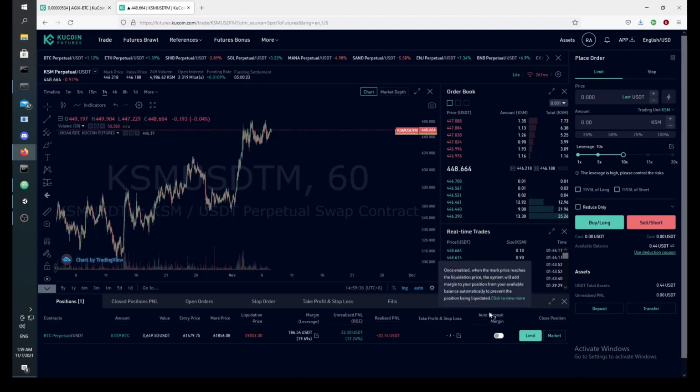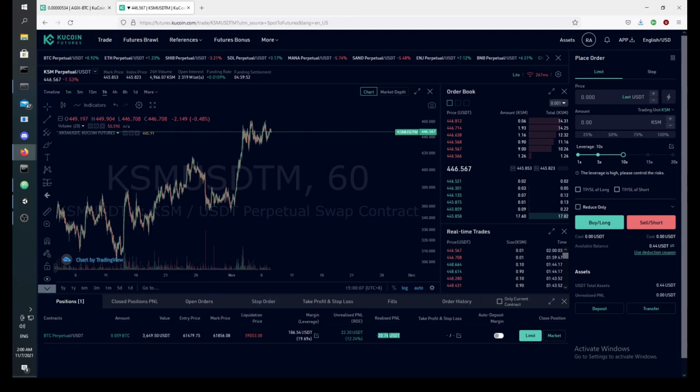So if you hit auto deposit margin, what's going to happen is this realized P&L is going to get deposited into your account to prevent you from being liquidated. So basically, as the price starts to reach your stop loss, it'll lower your position or raise your position depending on if you're long or short, so you don't have to liquidate, and this price will change.